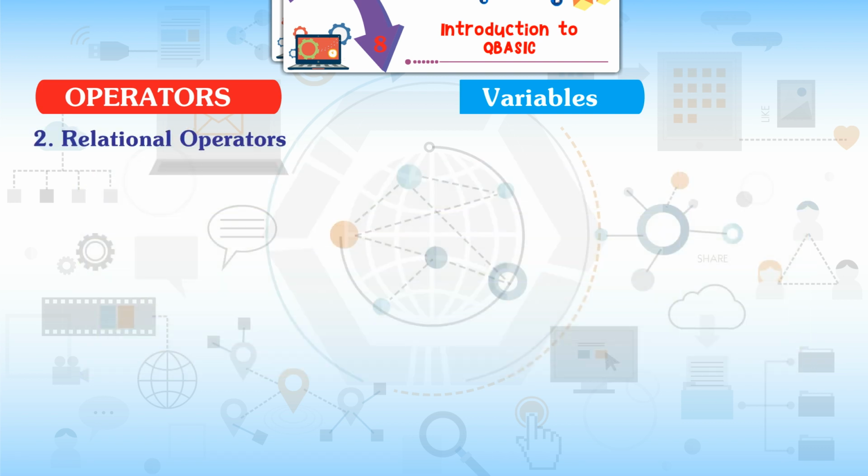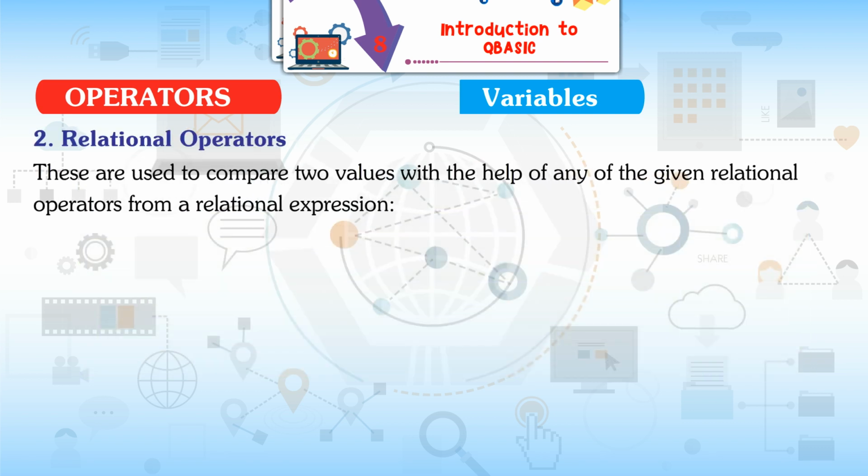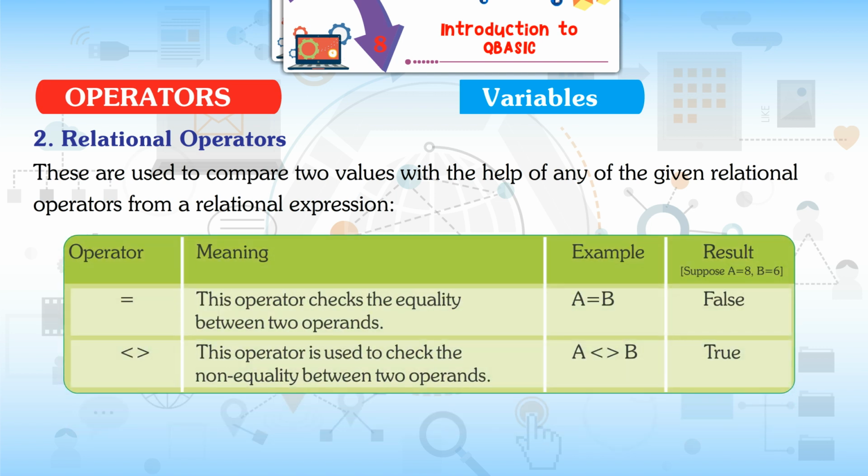2. Relational operators. These are used to compare two values with the help of any of the given relational operators to form a relational expression. Equal to. This operator checks the equality between two operands. A is equal to B, false. Not equal to. This operator is used to check the non-equality between two operands. A is not equal to B, true.